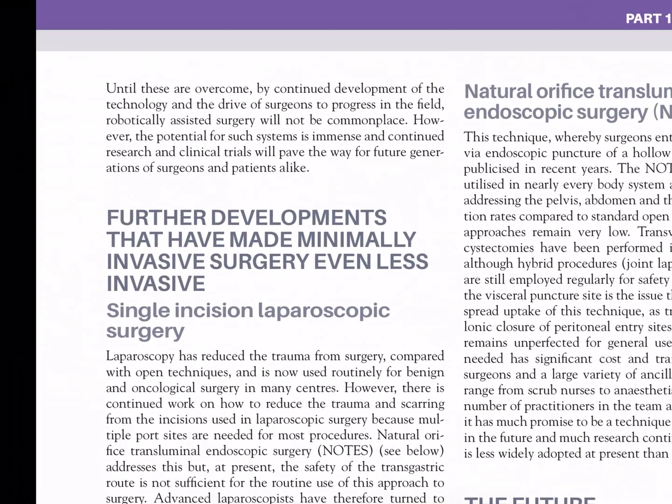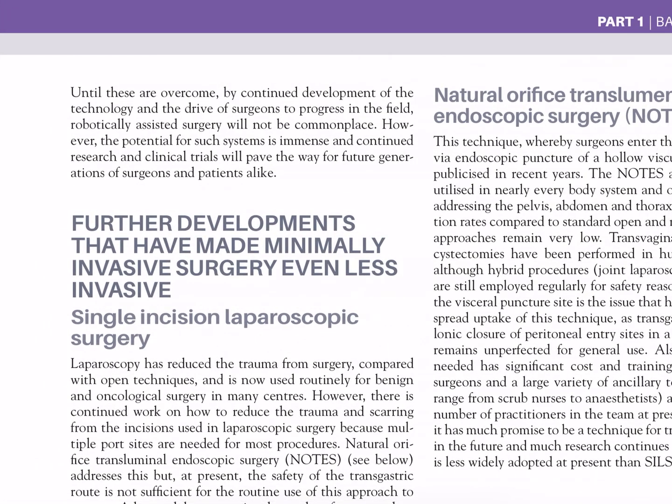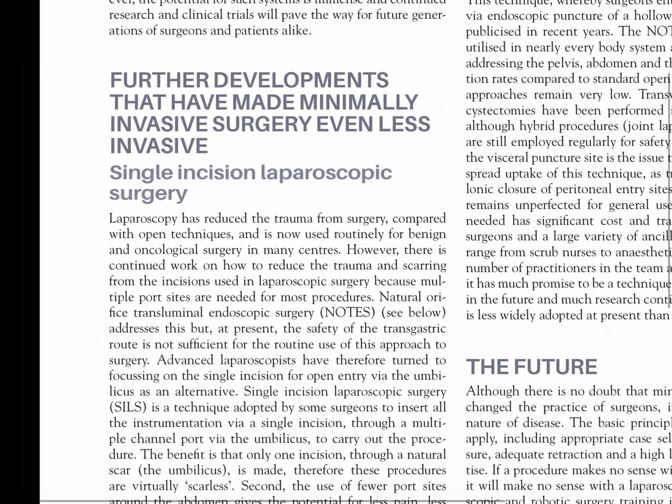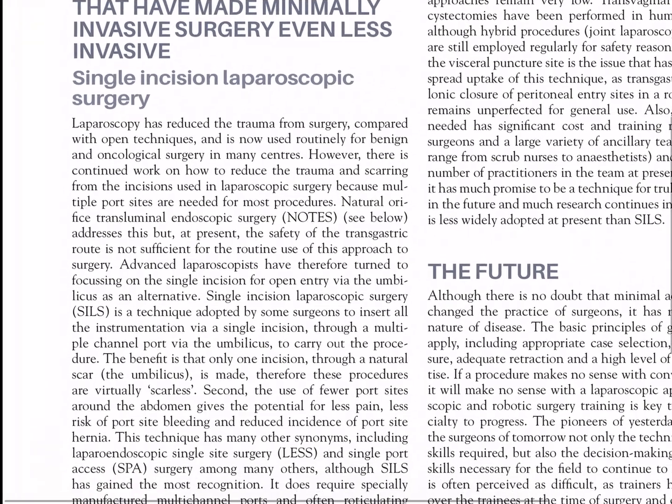Until these are overcome by continued development of the technology and the drive of surgeons to progress in the field, robotically assisted surgery will not be commonplace. However, the potential for such systems is immense, and continued research and clinical trials will pave the way for future generations of surgeons and patients alike. Further developments have made minimal invasive surgery even less invasive: single incision laparoscopic surgery.